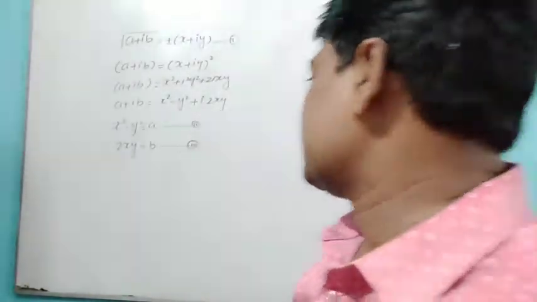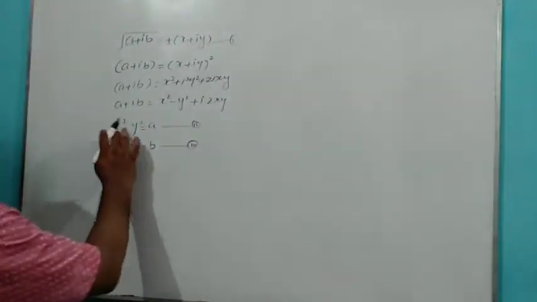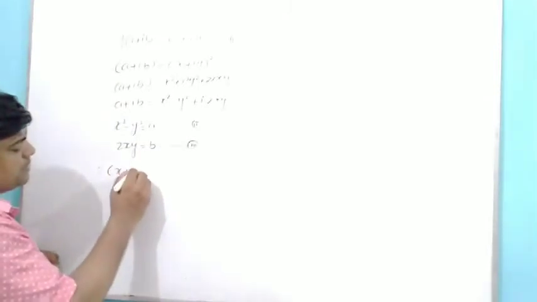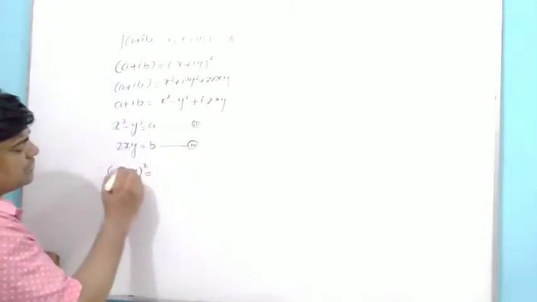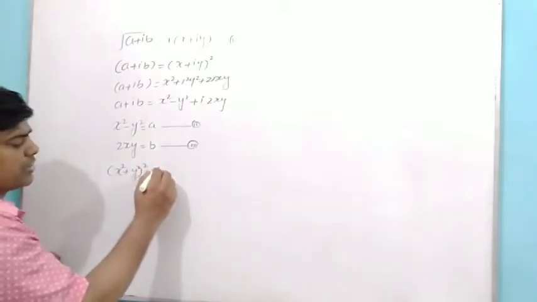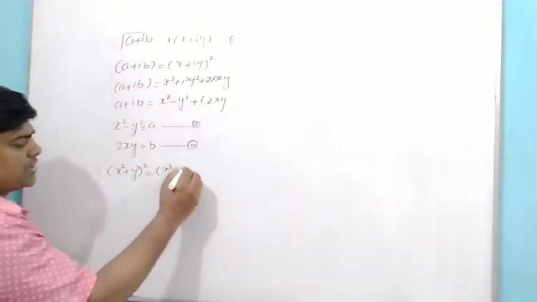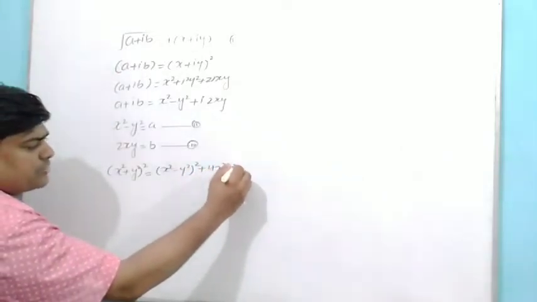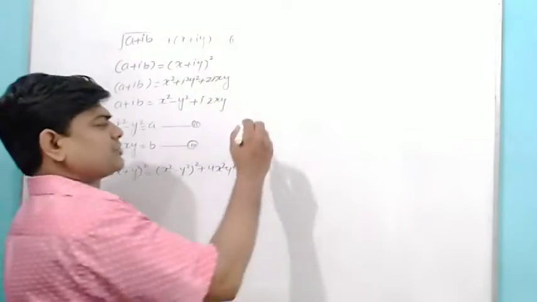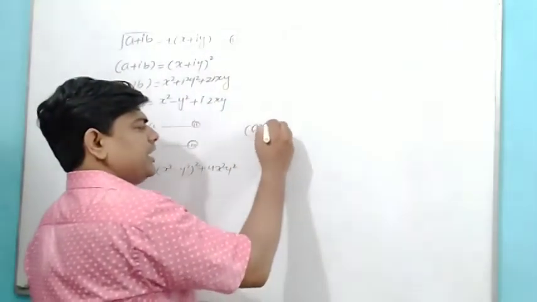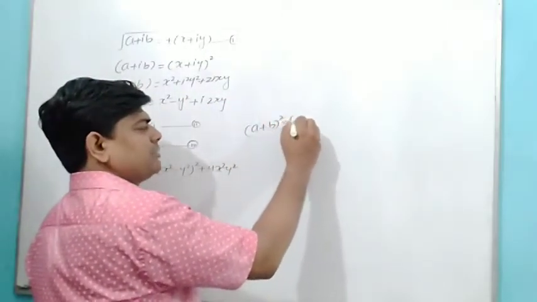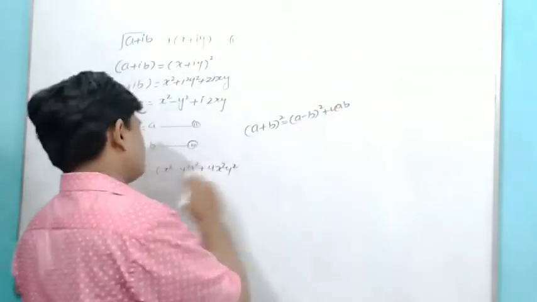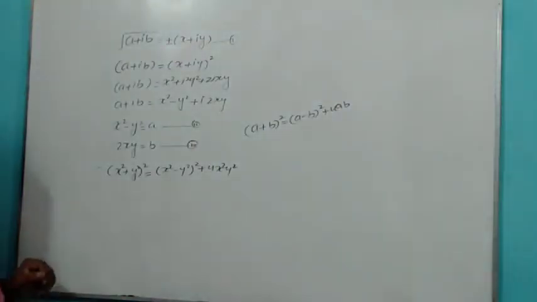Now, one method is there for finding the value of x and y. We may write here: x square plus y square the whole square is equal to x square minus y square the whole square plus 4 x square y square. If anyone has any doubt about where it has come from, I'd like to tell you once again that a plus b the whole square can be written as a minus b the whole square plus 4ab. From the same, I have written this one.